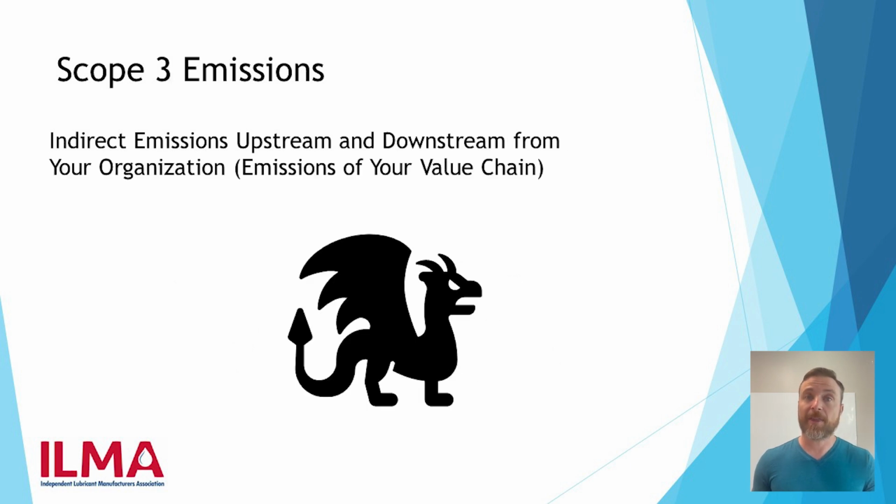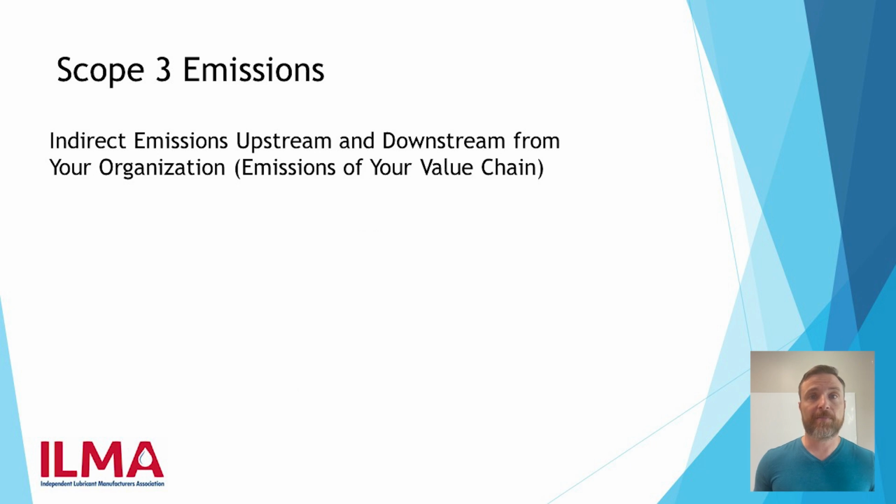Now we come to the "there be dragons" portion, or the Scope 3 emissions. These can be significantly more complicated and time-consuming to determine, as they deal with indirect emissions both upstream and downstream of your organization. An easier way to think about this is emissions generated along the value chain for your organization.